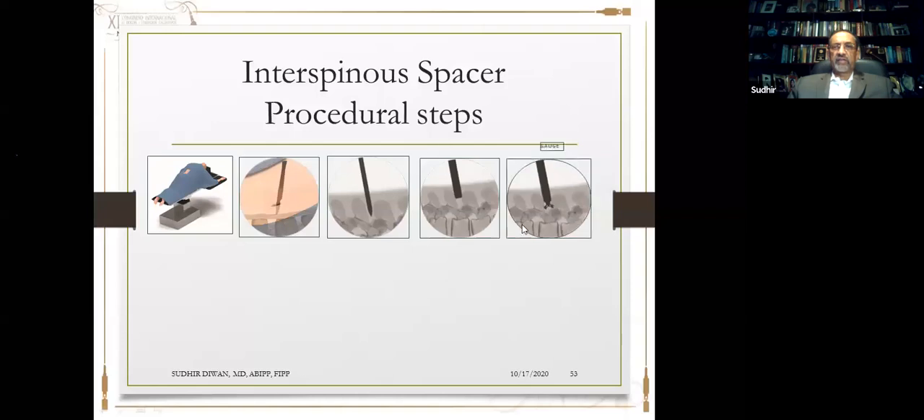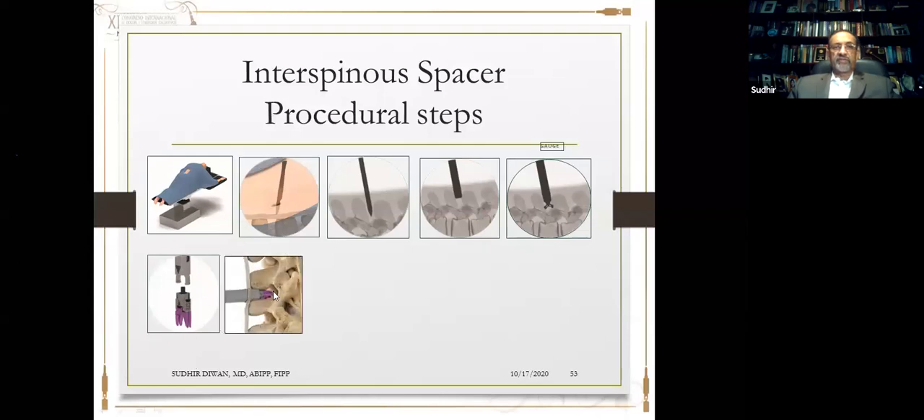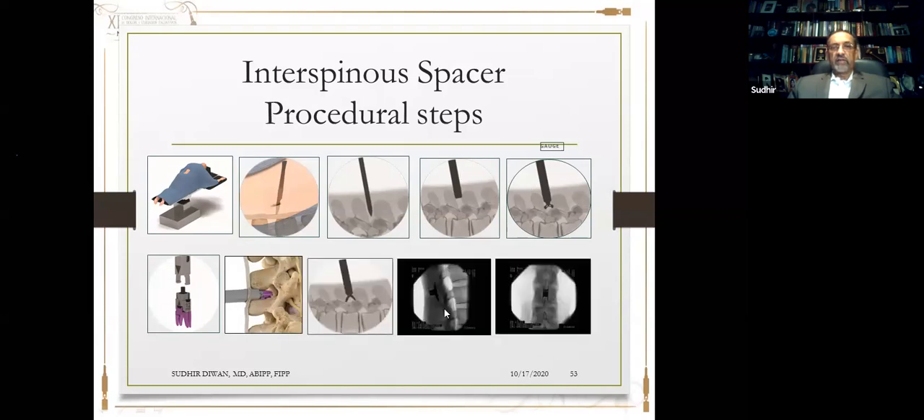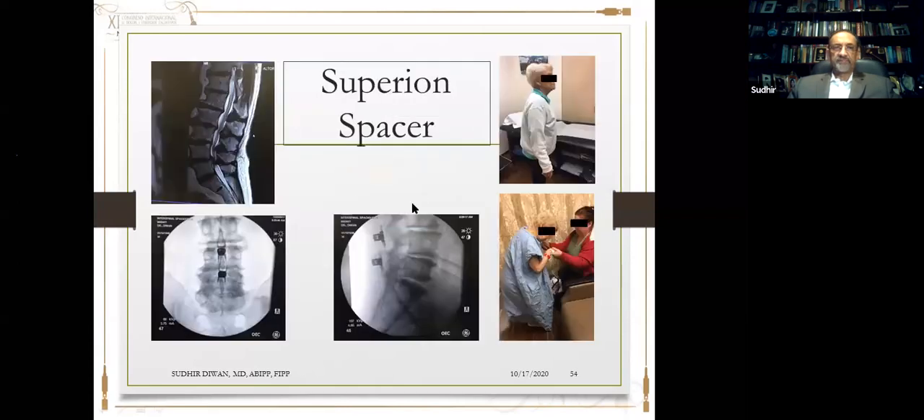So on the dilator, you put the pressure gauge. This measures the distance between the spinous processes. You load the implant. After you load it, you put it through this tube, and then you deploy it. And this is how it's going to look in a lateral view and AP view. You have nicely placed the implant between 2 spinous processes.